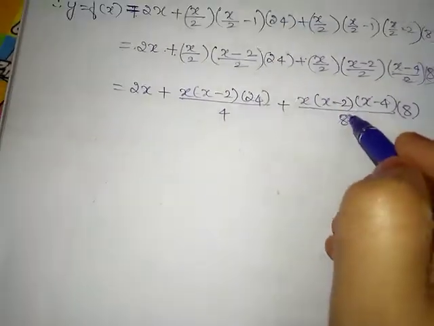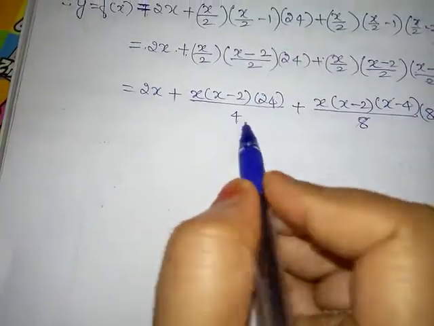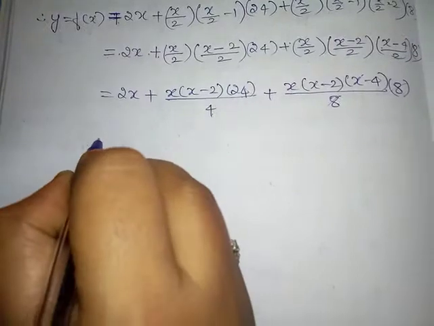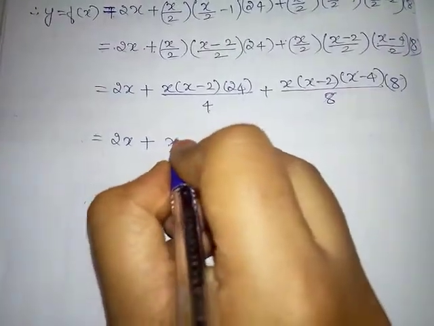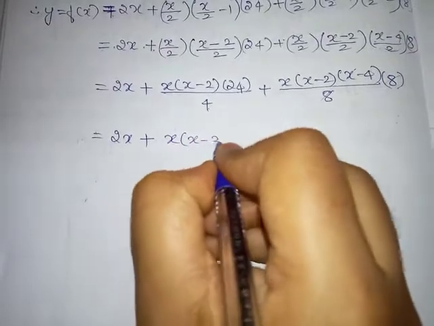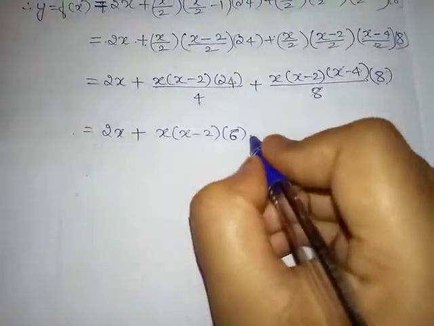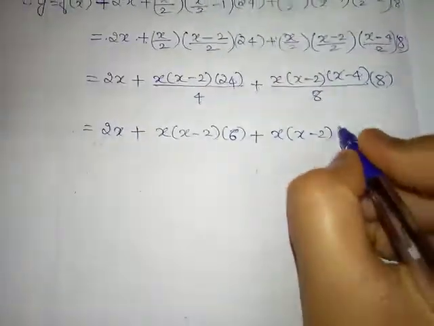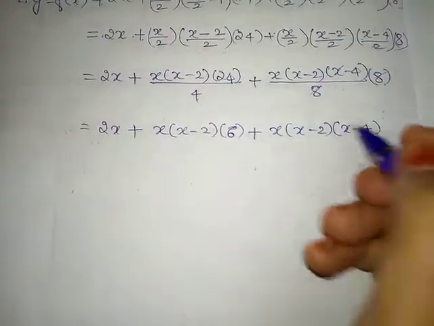Okay. Now this 8 cancels with this 8. We have 4 ones are 4, 6 fours are 24, which is equal to 2x plus x into (x minus 2) into 6 plus x into (x minus 2)(x minus 4). The 8 cancels here, (x minus 4).